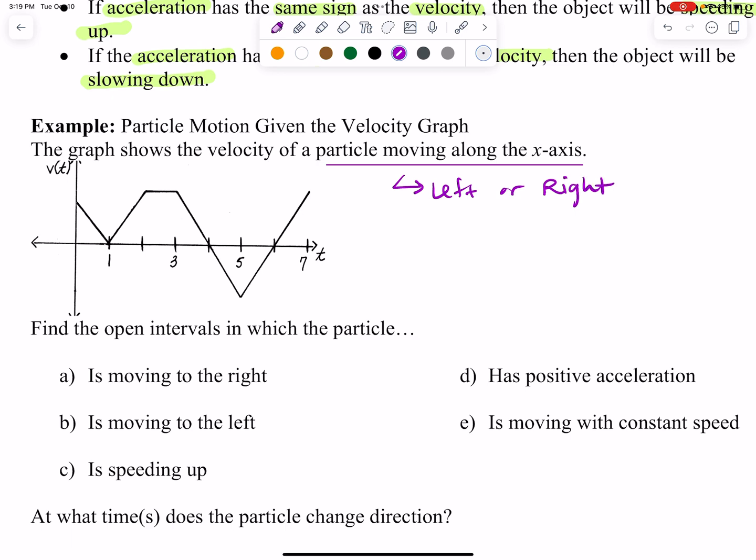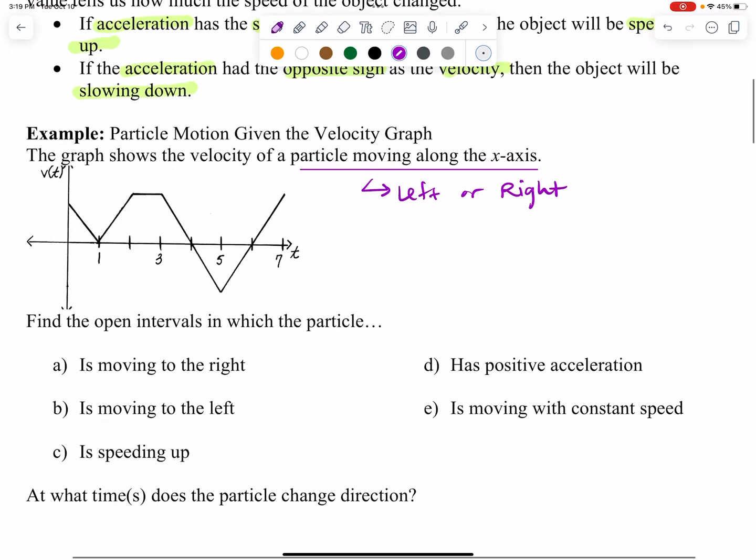Going through this, it might be fun to pause the video here and see if you can answer questions A through E, and maybe even that last question, at what times does the particle change direction? You could pause right now, and then check your answers because I'm about to go through them.